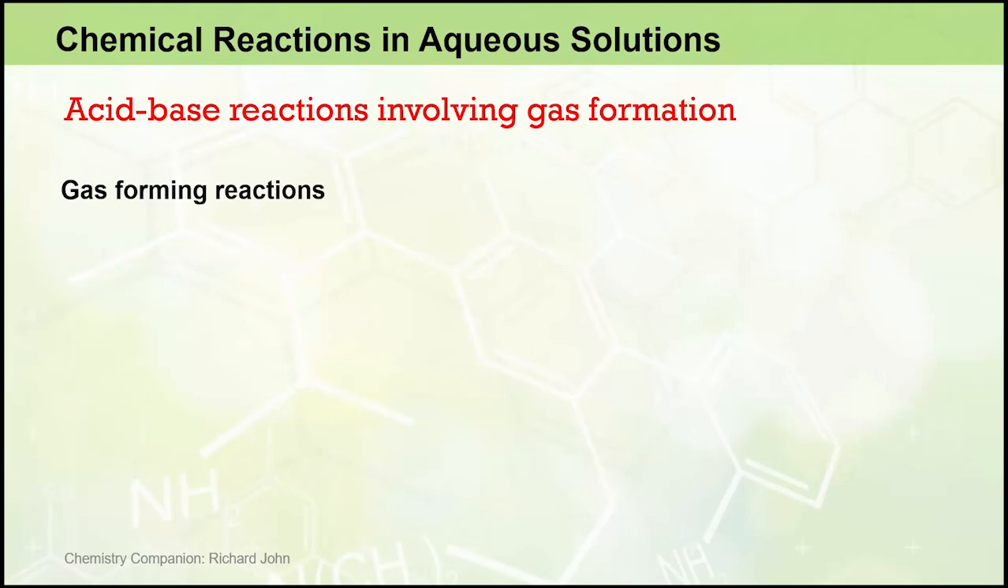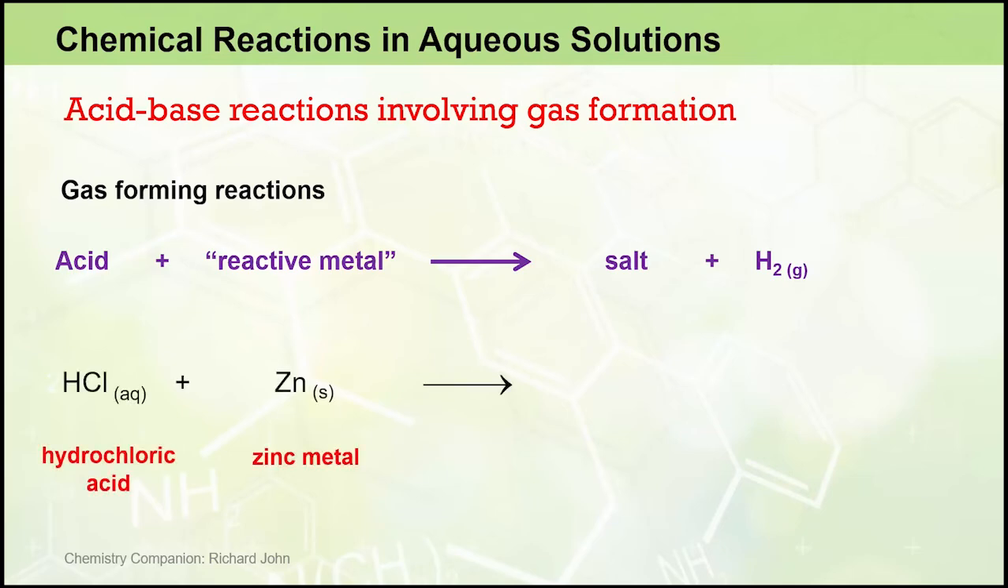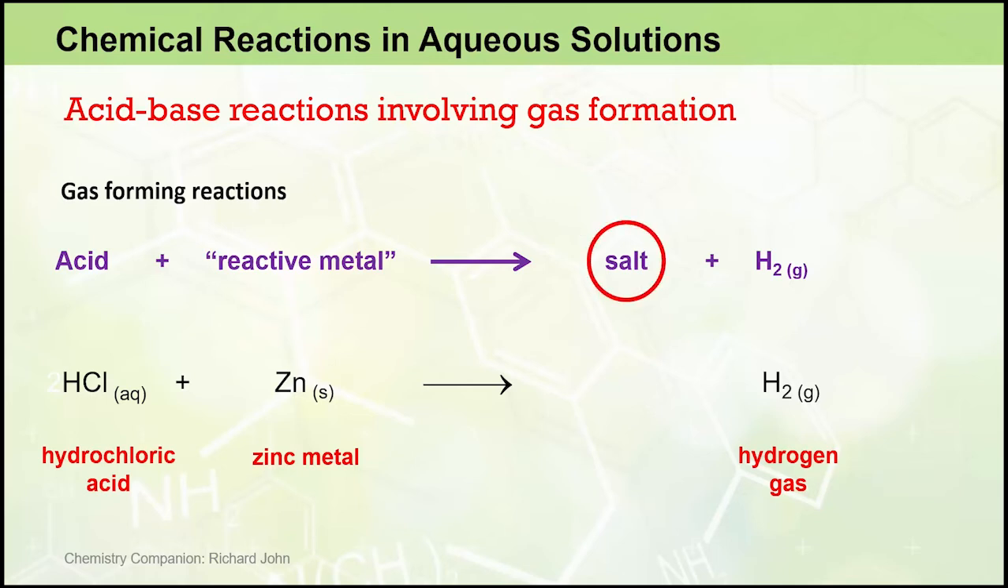Let's have a look at another of the reaction schemes shown earlier, an acid plus a reactive metal producing a salt plus hydrogen gas. For example, if we choose hydrochloric acid, HCl, as the acid and zinc as the reactive metal, we know straight away that hydrogen gas will be one of the products, and the trick now is to work out what the identity of the salt will be. We know that salts generally contain a metal cation and a non-metallic anion. In this case, the metal will be zinc and the non-metal will be the chloride ion from the acid, resulting in the compound zinc chloride.